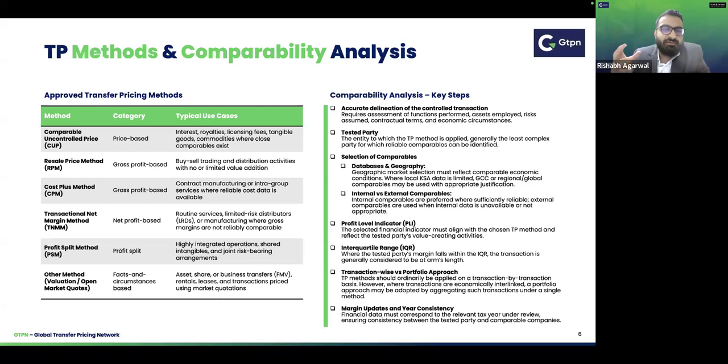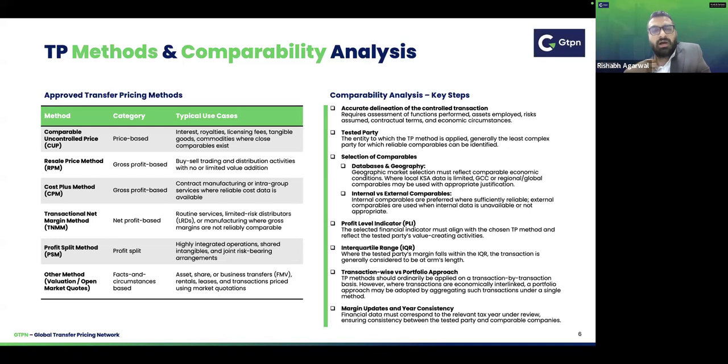Then of course we have resale price and cost plus methods, both gross level methods utilized in a buy-sell transaction. Resale price is used in a situation where we are buying and selling directly without much value addition. This is a typical type of business model where you can utilize the resale price method, and the cost plus method where there is some sort of contract manufacturing or limited value addition being done. That's where you apply the CPM.